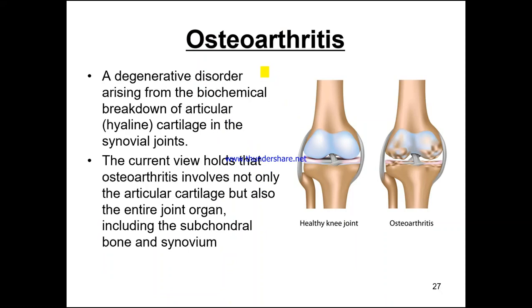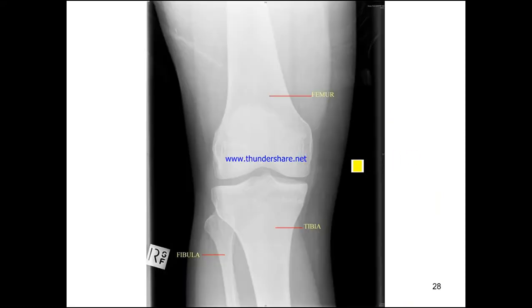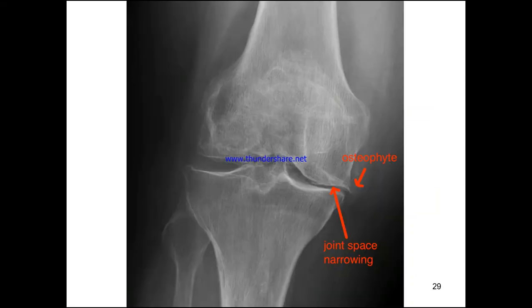Osteoarthritis is a degenerative disorder, and it's arising from the biomechanical breakdown of articular hyaline cartilage in the synovial joints. The current view holds that osteoarthritis involves not only the articular cartilage but also the entire joint organ, including the subchondral bone and synovium. So this is something certainly you members who are going to be working in MSK or sports rehabilitation are going to become very, very proficient at looking at this and seeing the differences on imaging, which we start to look at a little bit later on in the course.